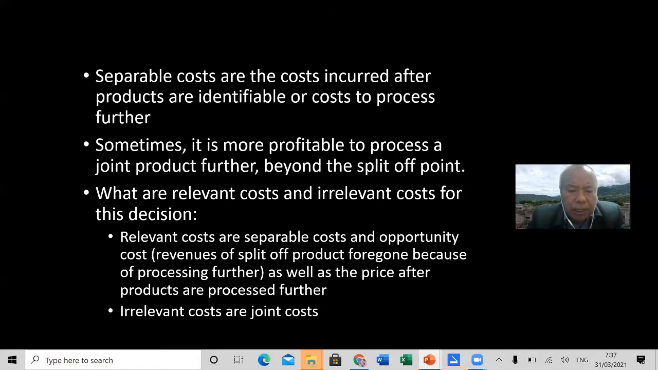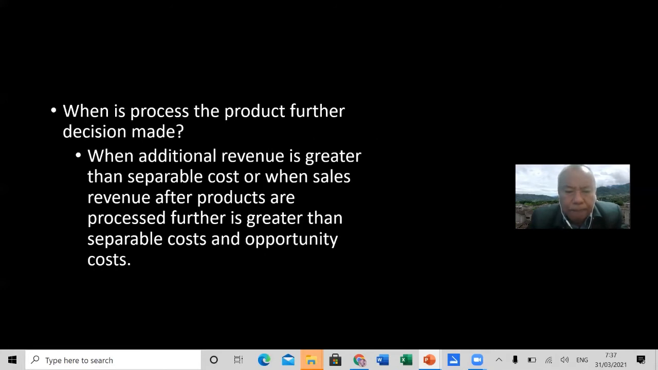So what are the irrelevant costs in this case? Joint costs, the costs that are incurred before the products are identifiable, when we process the product further.